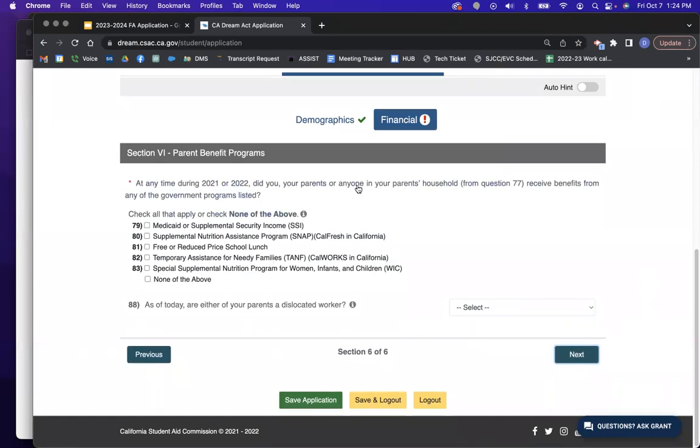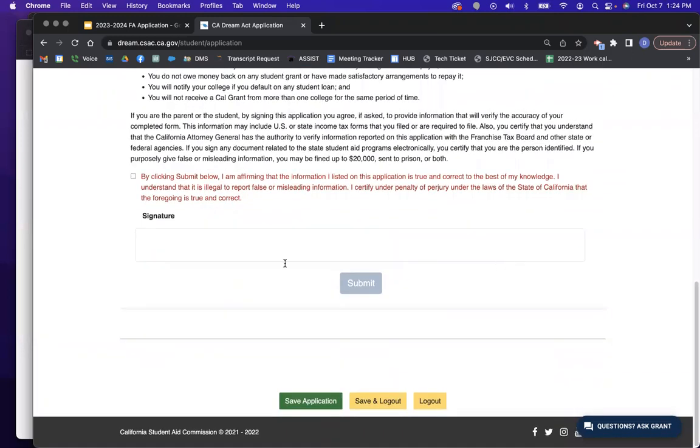This is if you or anybody, your parents, in your household receive benefits from any of these. So this is again anybody in your family, right? If they got Medicaid, again, this is a federal program, so not Medi-Cal, Medicaid, or if they got Social Security income, and this means that they get a check in the mail with money. If they got CalFresh, free or reduced lunch, so if you have any siblings that might have qualified during 2021 or this year, any CalWorks money, WIC, or anything like that, you would click it on there. And then if your parents are a dislocated worker, again, that means that your parents are unemployed and are likely not going to be returning to that job.